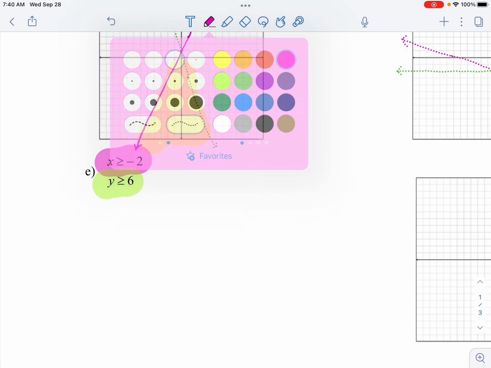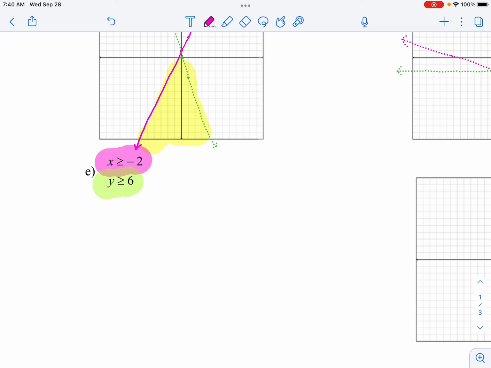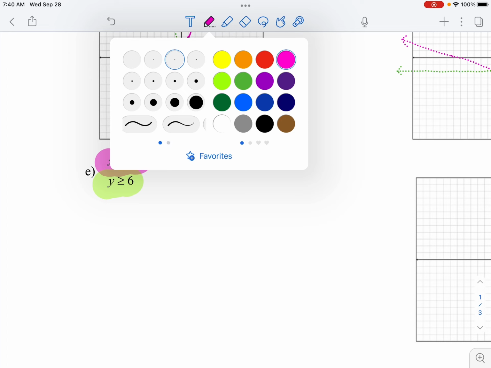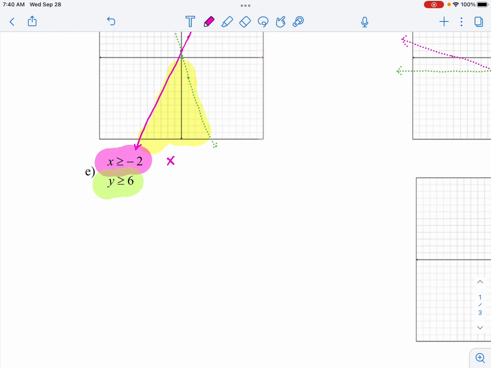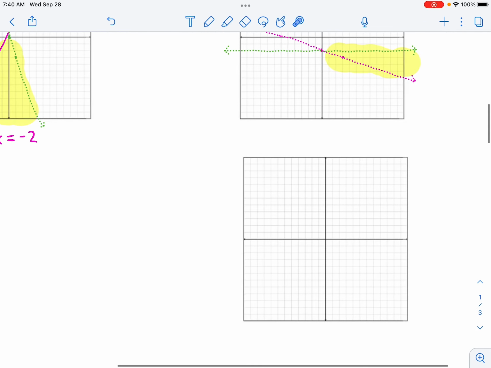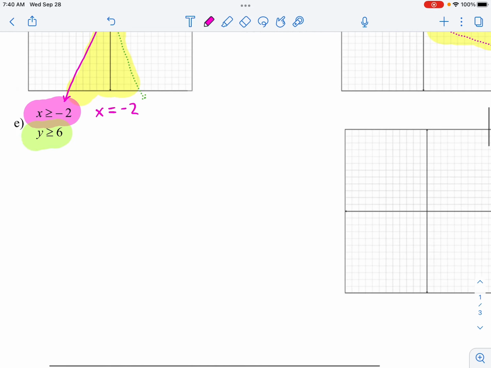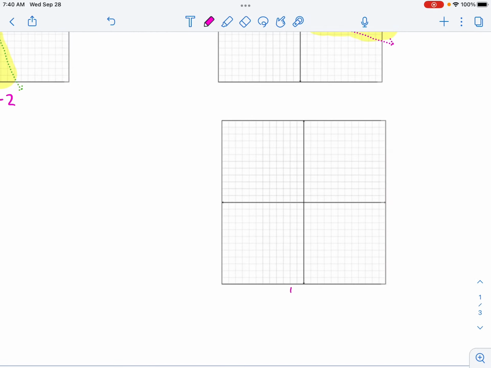All right, so I'm going to graph this top inequality just as if it were the line x equals -2. So it's x is greater than or equal to -2. I'm going to use a solid pink line to graph x equals -2. That's that vertical line through here.